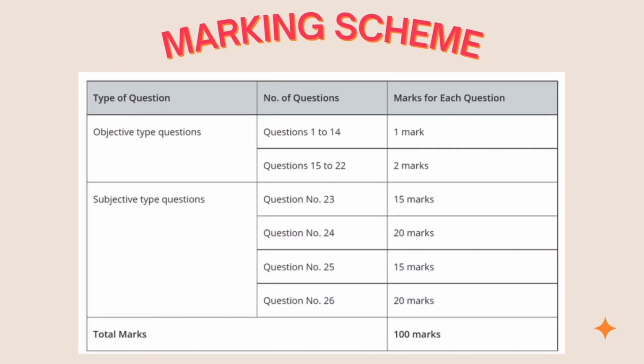Now coming to the marking scheme. So the question number 1 to 14, 1 mark each, and question 15 to 22 are 2 marks each. Question 23 and 25, which is subjective type, is 15 marks each, and 24 and 26 are 20 marks each. So this sums up the total to 100 marks paper for NID prelims.